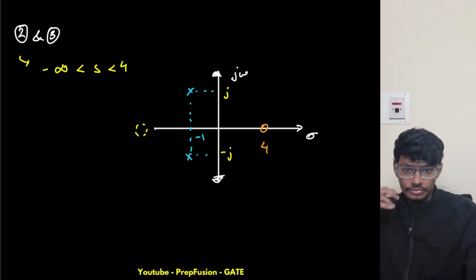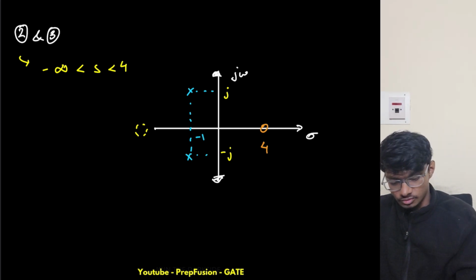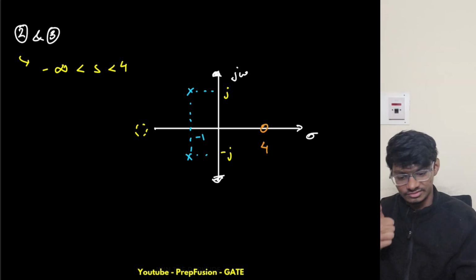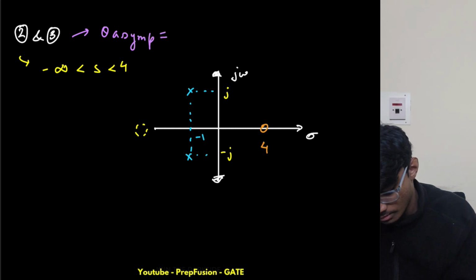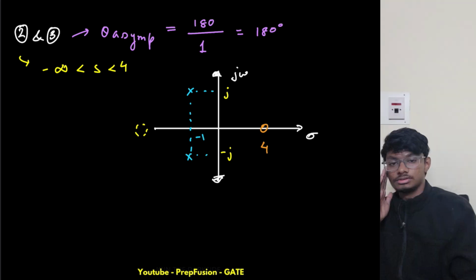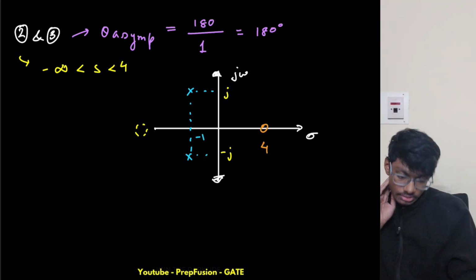Now what is my theta asymptote? We have already done this, that is 180, but just for the sake of it: theta asymptote is 180 over p minus z, which is 1. P minus z is 1 because I have 2 poles and 1 zero, which equals 180 itself.